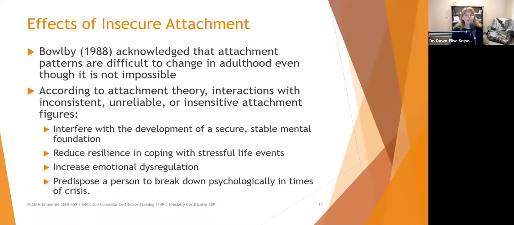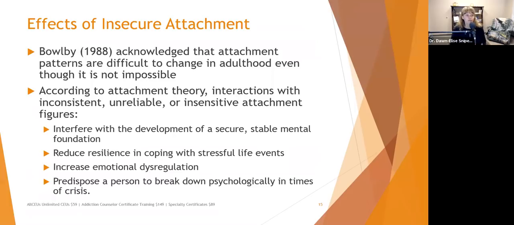In 1988, Bowlby acknowledged that attachment patterns are difficult to change in adulthood, although not impossible. Go Bowlby. According to attachment theory, interactions with inconsistent, unreliable, or insensitive attachment figures interfere with the development of a secure, stable mental foundation, reduce resilience in coping with stressful life events. Resilience is our ability to bounce back. Well, how do we bounce back? We bounce back if we feel loved. We bounce back if we feel supported. You throw a ball, if it doesn't hit a wall, it ain't going to bounce back. So if we feel supported, if we have a wall behind us, if we've got something at our back, then we're going to come charging forward again.